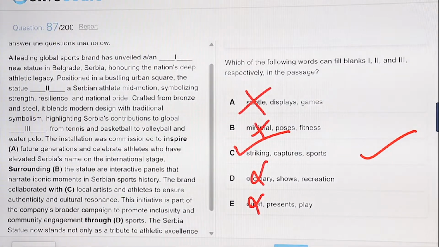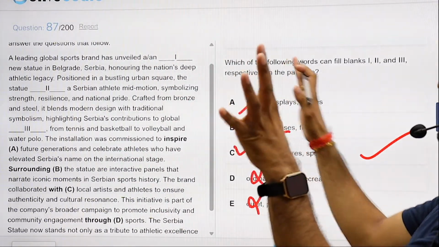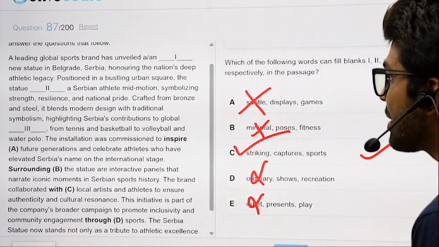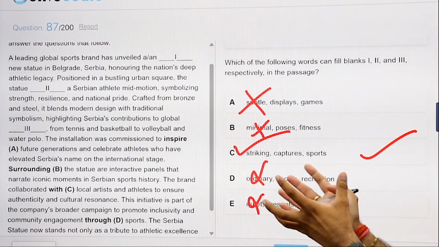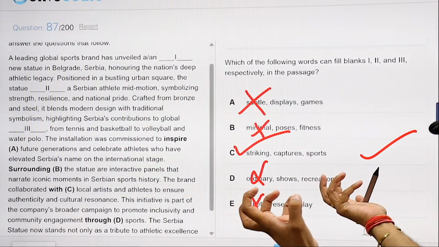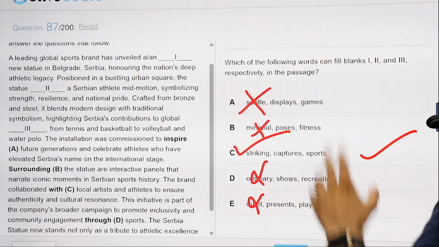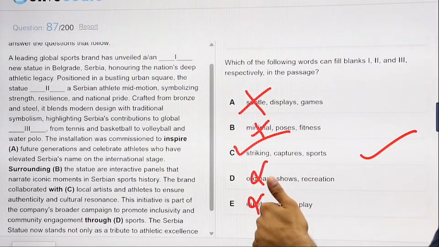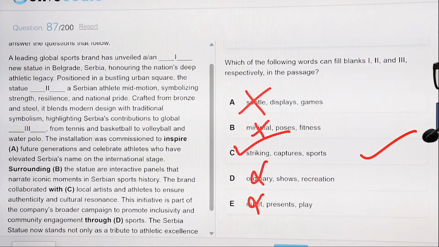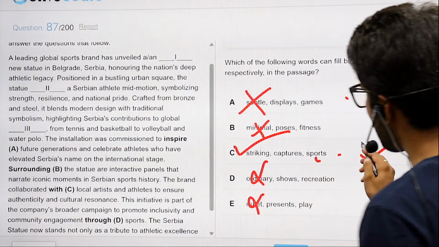Let me capture the remaining ones. Does it satisfy both these now? So they have unveiled a striking statue, an attracting one, honoring the nation's deep athletic legacy, positioned in a bustling city. The statue captures, shows, not bad, the athlete mid-motion, symbolizing strength. Crafted from bronze, it blends modern design with the traditional symbolism, highlighting the contributions to global sports. Not bad. It won't be fitness either, recreation or play either, games or sports. We have the better choice from tennis, basketball. All these are sports for sure.